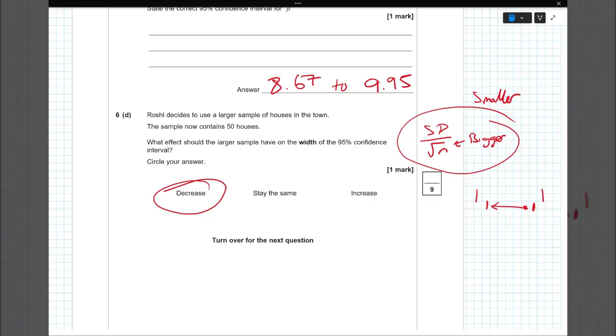Okay, that's question 6 all done. Let me just make sure there's not another little bit on here. No. So we're on to question 7 next.